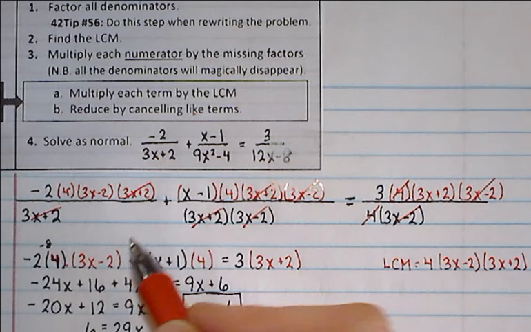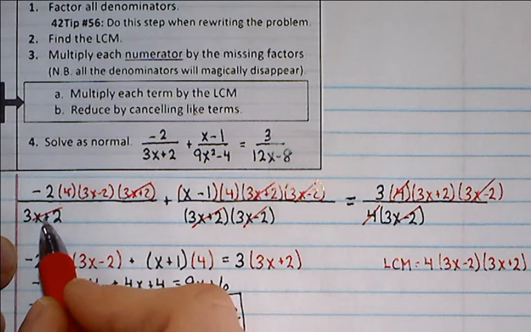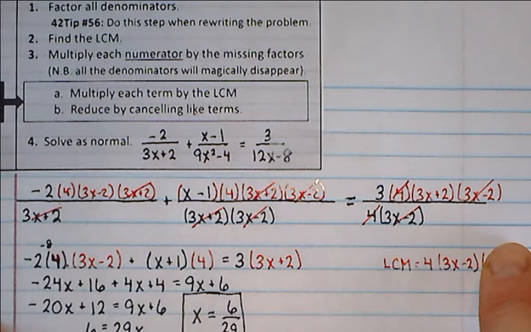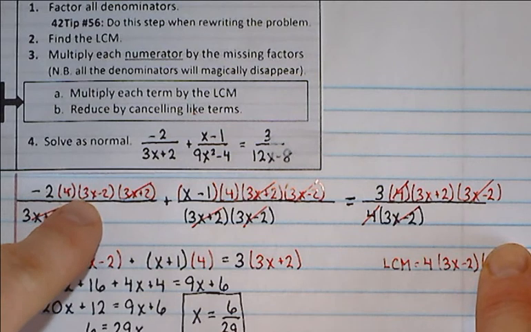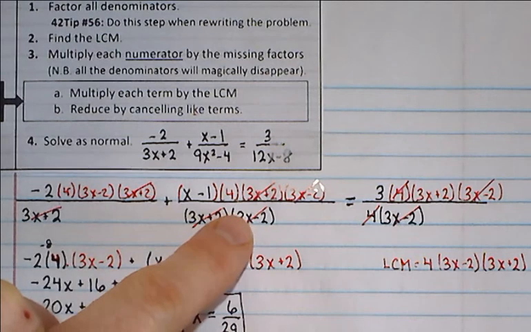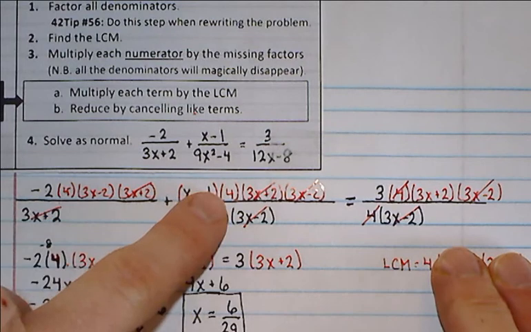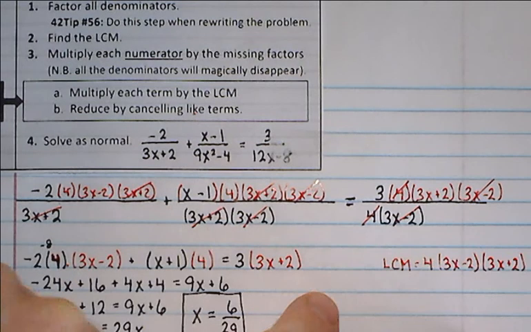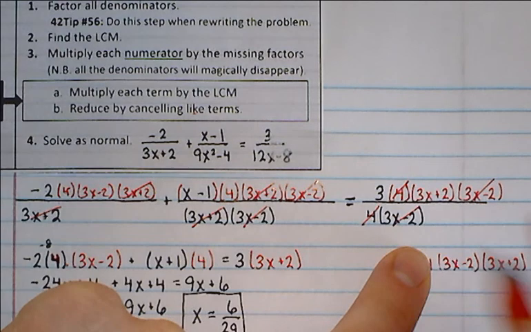Here's what I mean. So in this first term, if I know my LCM is 4 times 3x minus 2 times 3x plus 2, I look at this and say, okay, this has a 3x plus 2, so these are my missing terms. So I'm going to multiply my numerator by my missing terms. In the second term, I've got the two binomials, so I have those. What's missing is the 4. And in my final term, I had the 4, and I had the 3x minus 2, and so it was the 3x plus 2 that was missing.